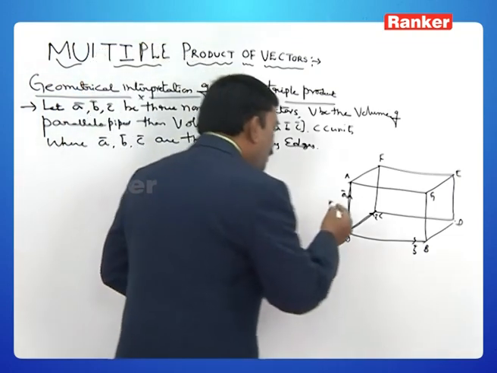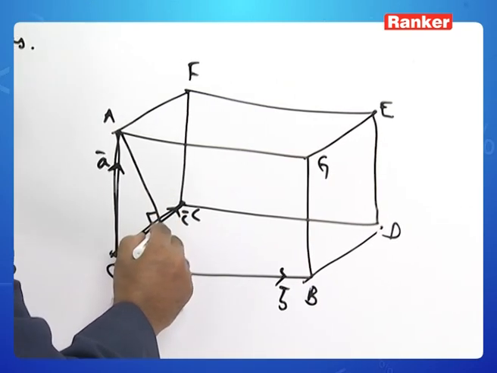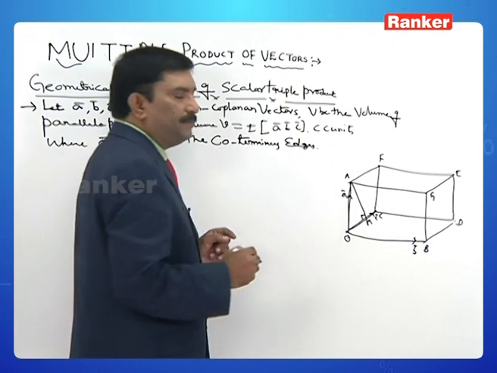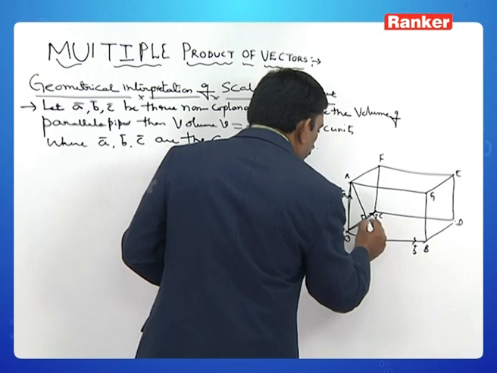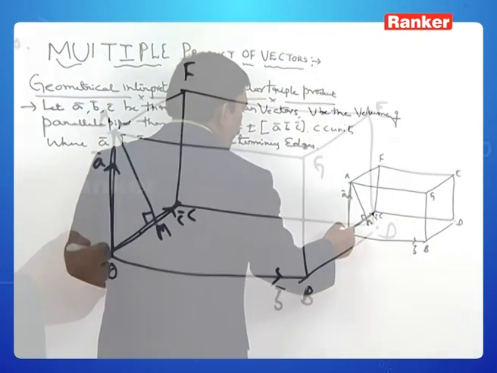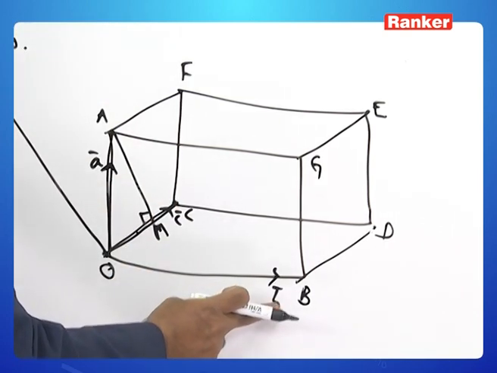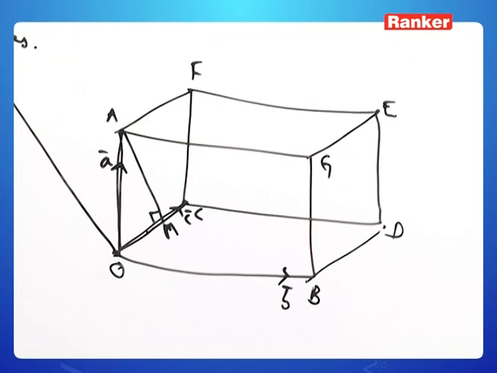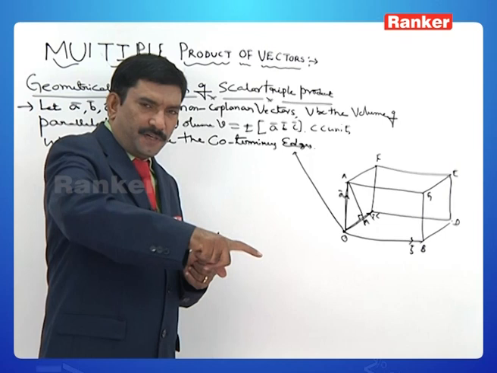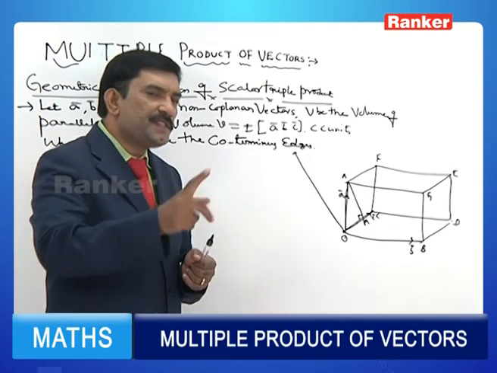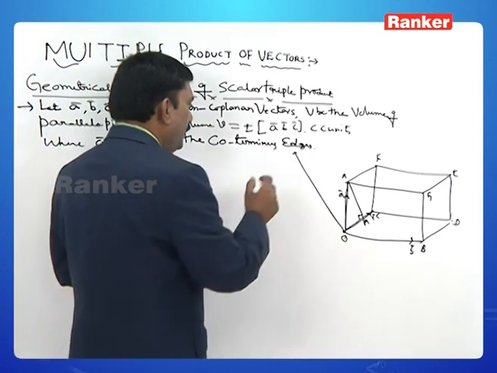Now you draw a perpendicular from A to the side OC. You call this M. Followed? Now if I define a cross product between B bar and C bar in a right-handed system, I mean, when B is rotated towards C, B cross C is the vector generated along n cap.